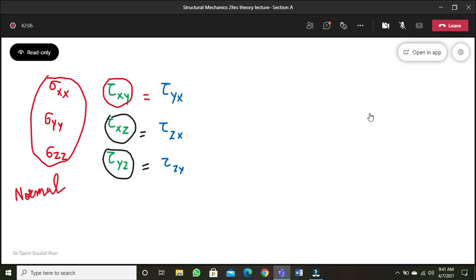This is the complementary shear stress of this tau xy. Tau zx, it is complementary. Opposite shear stress means the magnitude will be the same, but the sign will be opposite. So tau zx is complementary of tau xz. Tau zy is complementary of tau yz. So it means in actual there are three normal stresses and three shear stresses. Is this point clear, guys?